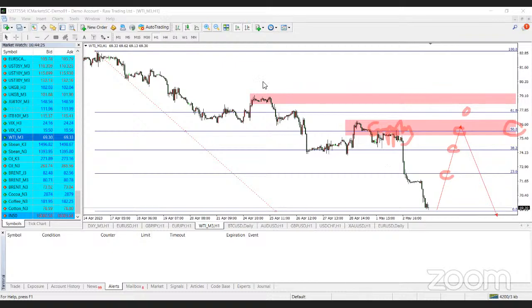Don't forget, we also have those that are known as counter trend traders. So counter trend traders will be looking forward to maybe buying over here. It's up to them, it's up to what they're looking at.